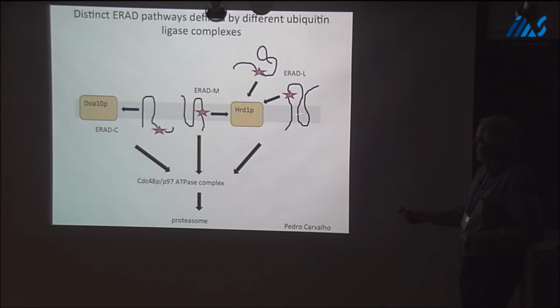On the cytoplasmic side, all pathways converge at the level of an ATPase complex. The ATPase is called CDC48 in yeast and p97 in mammals. And this ATPase pulls the misfolded, ubiquitinated protein into the cytosol, and then it's moved on to the proteasome.